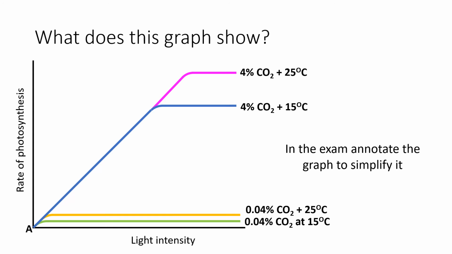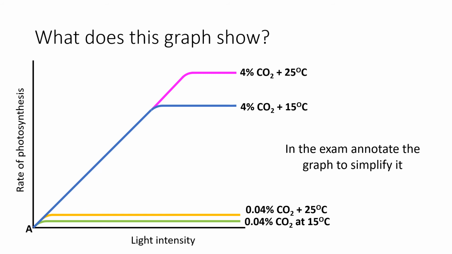Remember, at point A, again, we have zero light intensity. So if we have zero light intensity, we have no photosynthesis. As we increase the light intensity, the orange and the green line are limited, but they're limited by temperature, which is why the two different lines, one's higher than the other, the orange is higher up. But they're also limited by carbon dioxide concentration. And no matter how much you increase the light intensity or the temperature, until you increase the carbon dioxide concentration to higher than 0.04%, that line will remain horizontal in both the orange and the green.